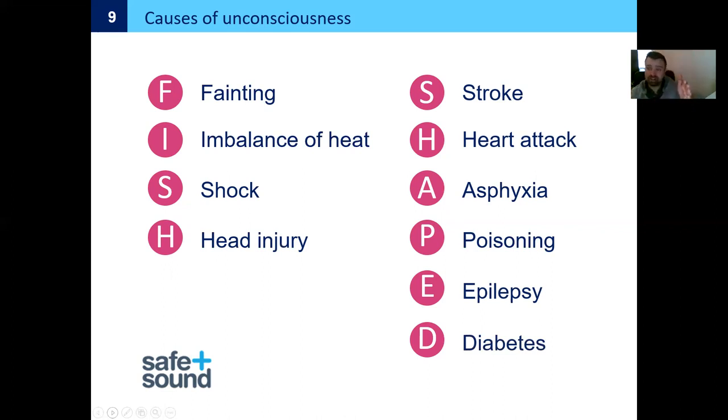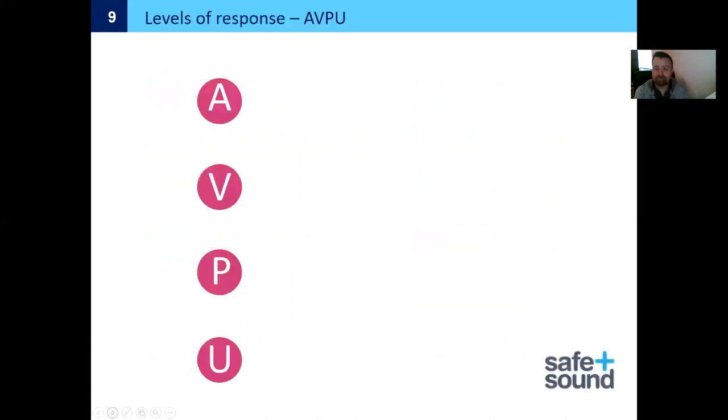The acronym is known as FISH-SHAPED, and it's been like that for quite a long time. So we'll cover that again. Fainting, imbalance of heat, shock, head injury, stroke, heart attack, asphyxia, poisoning, epilepsy and diabetes. So these are the things why somebody is going to be on the floor and unconscious.